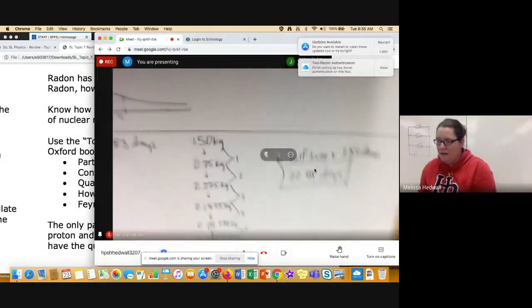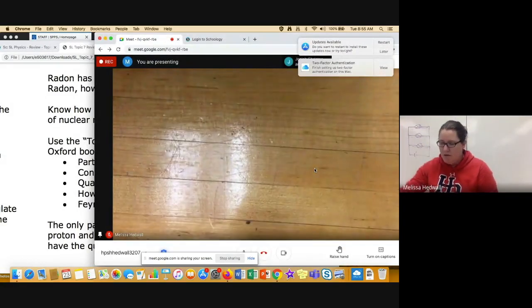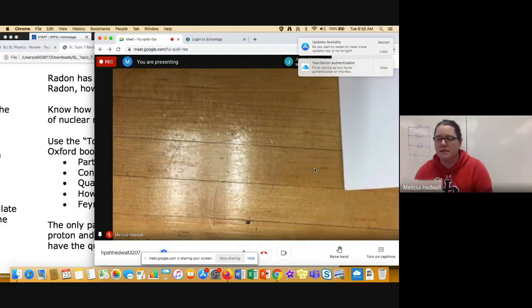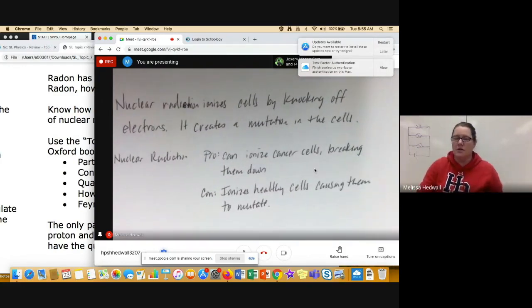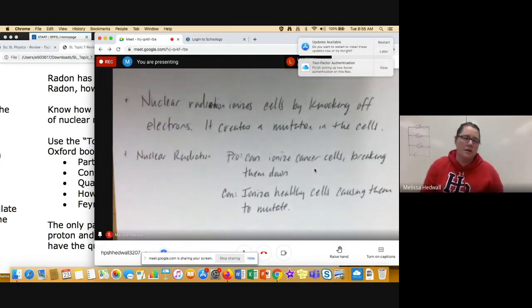All right. And then being able to talk about nuclear radiation. The basic idea is that it ionizes cells by knocking off electrons, and it creates mutations. And so when we're talking about cells and covalent bonds, when you break those covalent bonds and knock off some of those electrons, that cell has been mutated, and if it continues to reproduce, that's where you're getting unhealthy tissue, or you're getting cancers and that type of thing. The radiation or nuclear radiation pros, it can ionize cancer cells, knock those out, break them down, and get them to not continue in the way that they are.